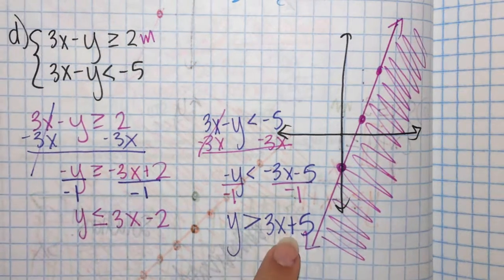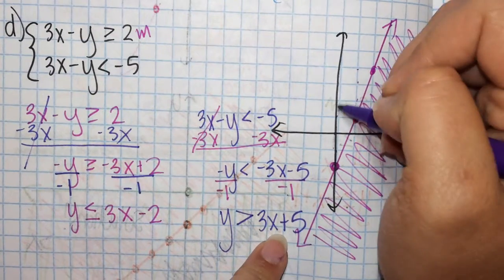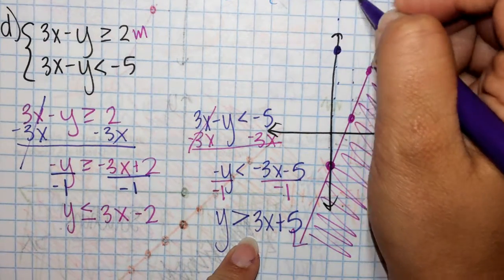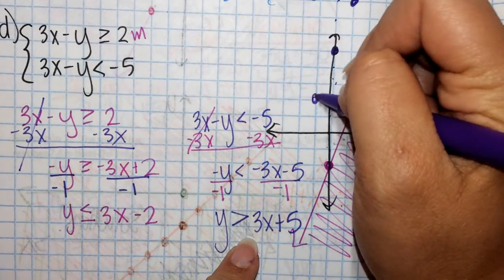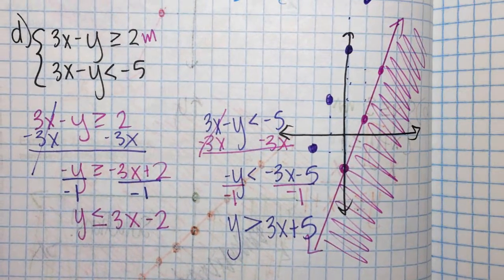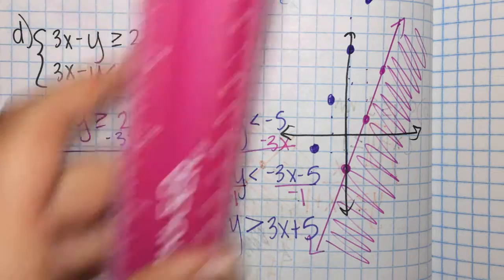Alright, let's graph this purple one. What do I do first? Up 5. And then you go up 3. See, that's why I did it, because I ran out of room. Could I also go down 3 and left 1? Solid or dash line? Dash.